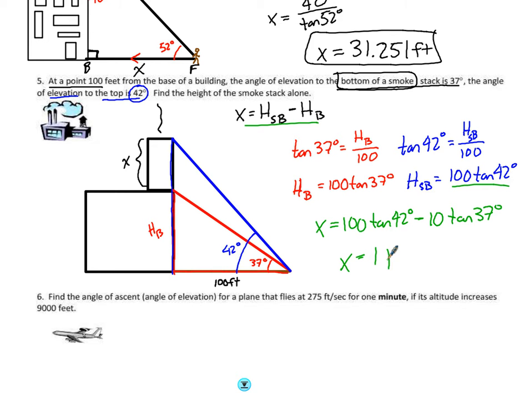So a lot of these problems, you're going to have to draw a picture, identify what you're trying to find and label the given information, and use some type of right triangle trig to find the missing piece of information.